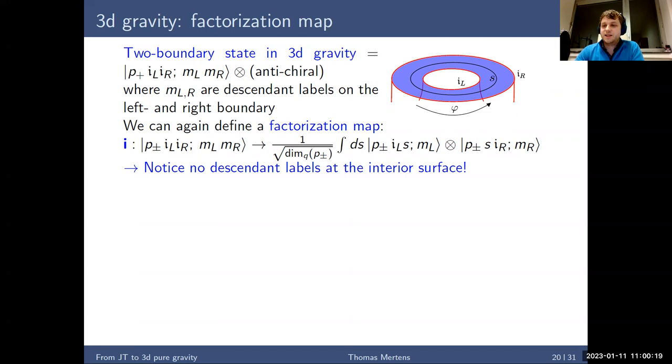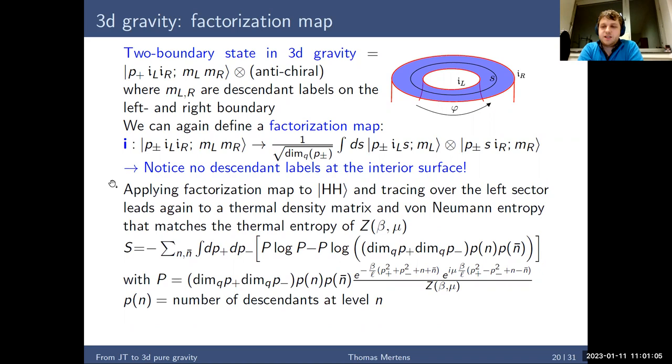So we do that by writing down this factorization map, which is the same as the one in JT, but again, just like we argued on the previous slide, we don't write anything with descendants on this interior surface. So we write down these states, these one-sided states, as having a P plus and a P minus label, and then ILS, so this is the same as it was for JT gravity, so just the left label on one holographic boundary and the S label on the interior entangling surface, and only one descendant label, that's the one that was on the holographic boundary, no descendant label at the entangling surface.